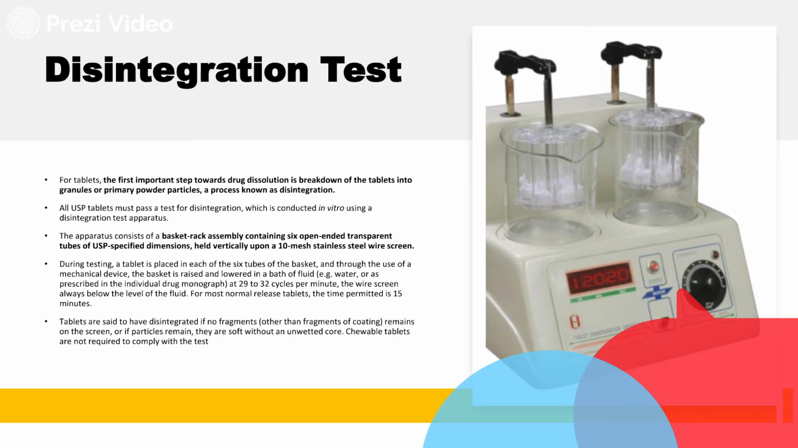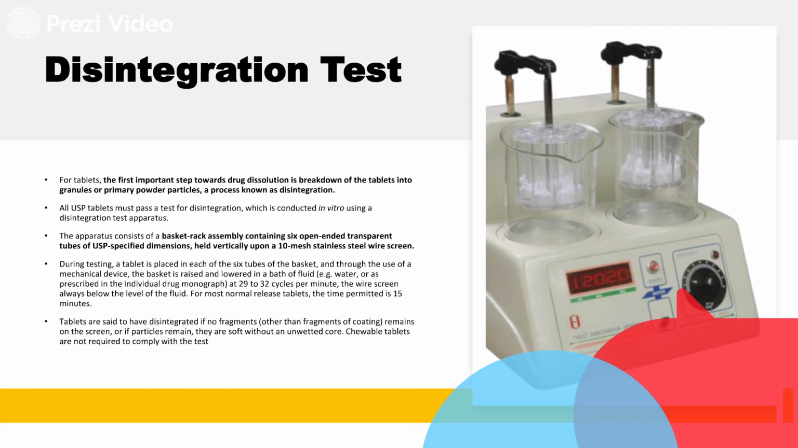And the medium, for example, may be water, simulated gastric fluid, or simulated intestinal fluid, whatever the official monograph prescribes for the testing of the tablets, that medium will be taken, and it has to be run for a minimum of 29 to 32 cycles per minute. This is the USP criteria. So the minimum up and down movement should be 29 to 32 cycles per minute, with the wire screen always below the level of the fluid.